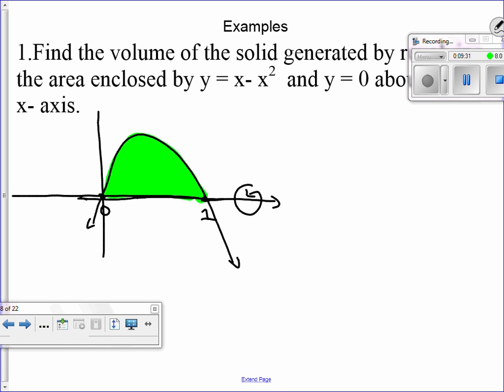Now, if I took this region, I can't draw this coming out of the page, but can you picture going around the x-axis and going back, what that solid would look like? Like what? Like a cheese? Is that what I heard? Like a cheese? Yeah, okay.